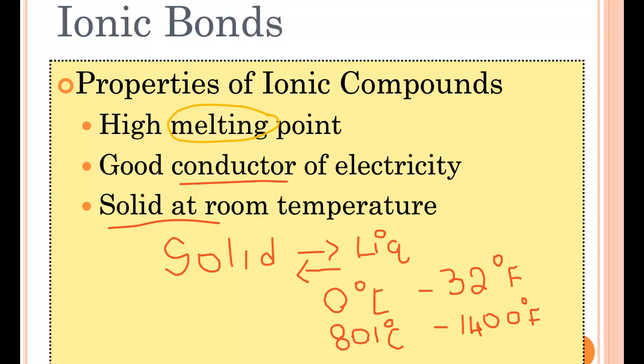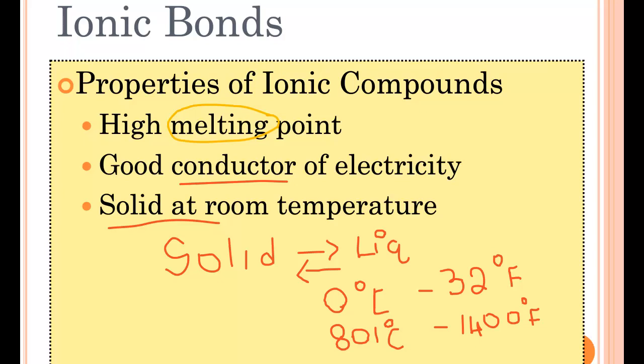So just to recap, we talked about cations, we talked about anions, we talked about how cations are made by metals, anions are made by nonmetals, and if you combine cations and anions, you will get something called an ionic bond. Ionic bonds have a very high melting point. They tend to conduct electricity. They are solid at room temperature.